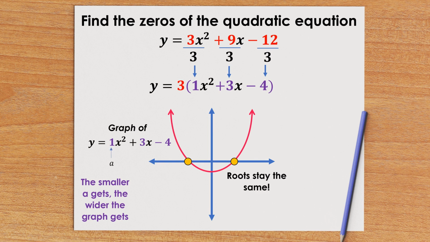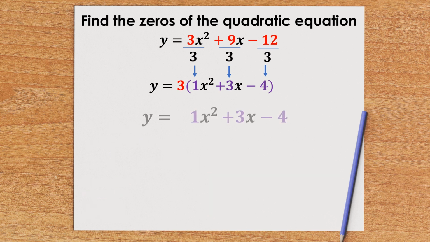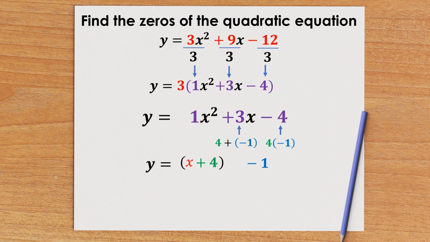Now let's think of some combinations of numbers. +4 and -1 multiply to give us -4 and add to give us 3, so our intercept form will look like this. And the solutions, which are also called zeros, will be x equals -4 and x equals +1.